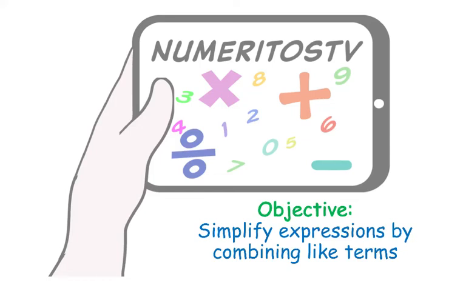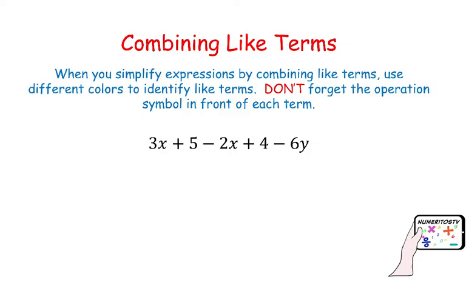The objective today is to simplify expressions by combining like terms. When you simplify expressions by combining like terms, use different colors to identify like terms. Don't forget the operation symbol in front of each term. This symbol will tell you what operation to perform.